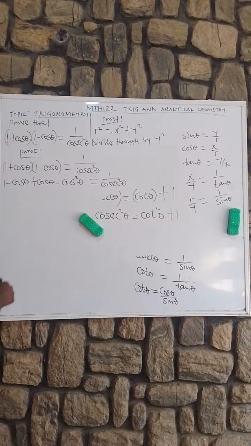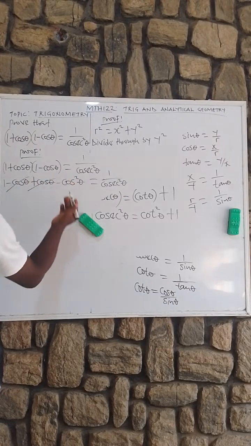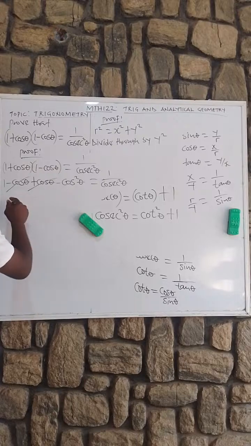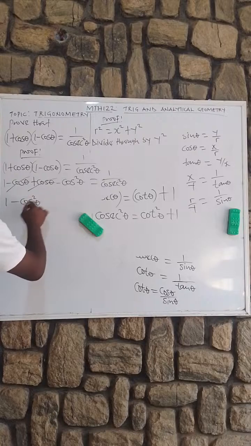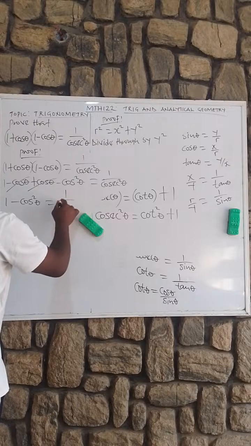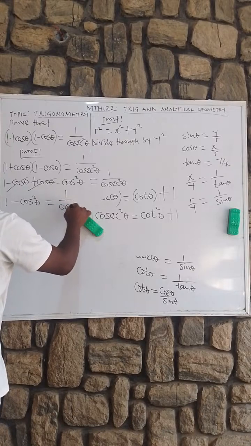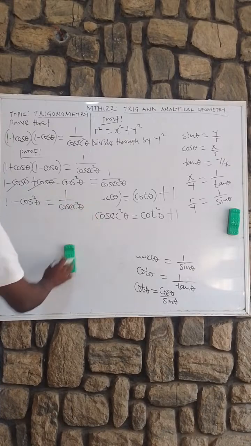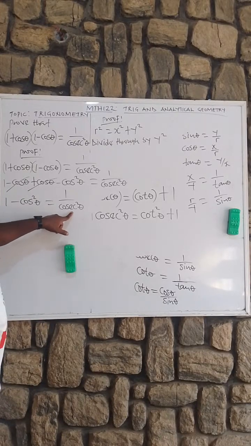This and this can go. So 1 minus cos square theta is equals to 1 all over cosec square theta. Note that this is what?